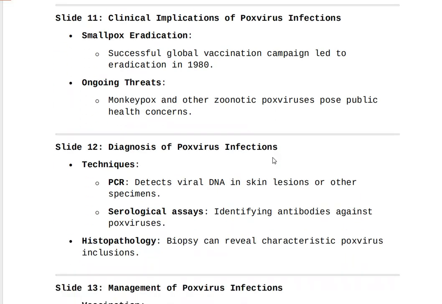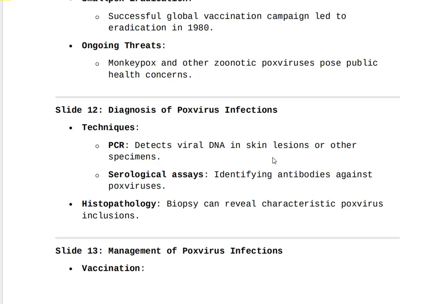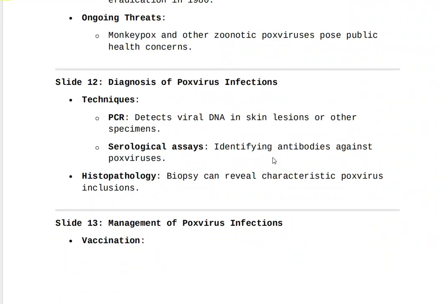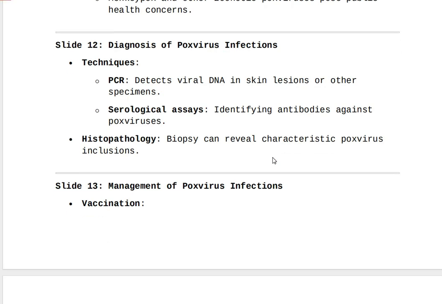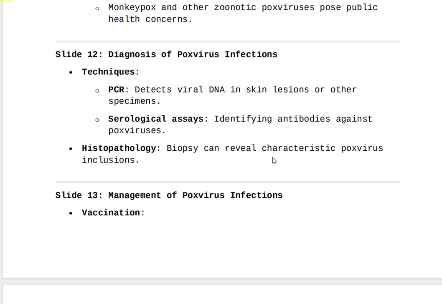Clinical implications. So there used to be smallpox, but now it's already successfully eradicated because of vaccination. This was in 1980. However, right now we have ongoing threats of emerging cases of monkeypox and other zoonotic pox viruses. So maybe we should look into the practice of eating wild animals, because they may pose a great threat to spreading these kinds of zoonotic infections.